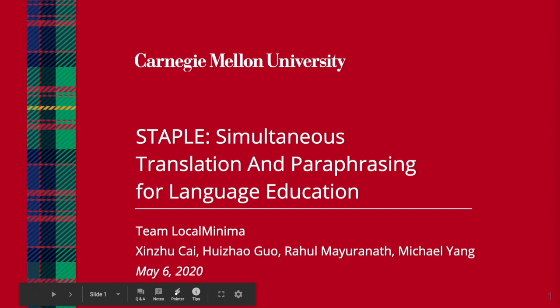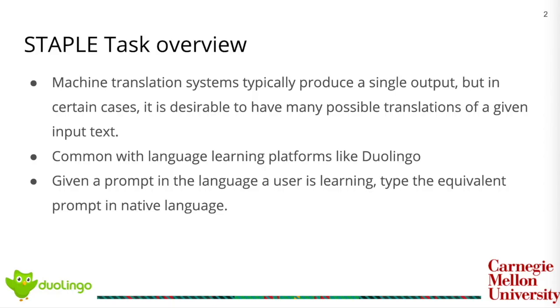Hi, we're Team Local Minima, and we've been working on the simultaneous translation and paraphrasing for language education challenge. Machine translation systems typically produce a single output, but in certain cases, it is desirable to have many possible translations of a given input text. This is very common with language learning platforms like Duolingo.